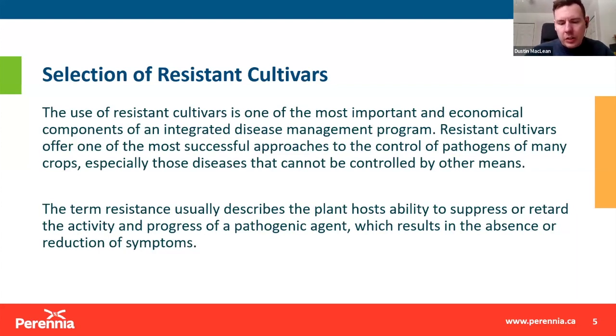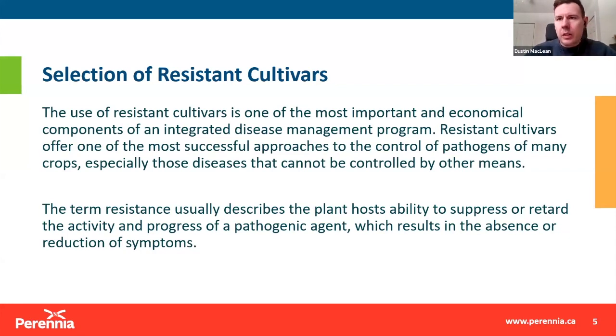A critical decision in crop production is the selection of the cultivars to be grown. Some cultivars are resistant to particular pathogens and are inherently less damaged than other genetically related plants growing in the same location. Resistant cultivars have provided one of the most successful approaches to the control of pathogens of many crops, especially those which cannot be controlled by other means. However, continuous plant breeding programs are often necessary to overcome the effects of the development of new races of pathogens and breakdown of host resistance.